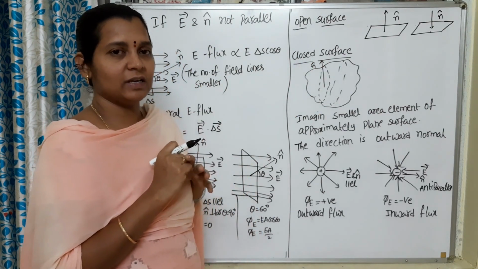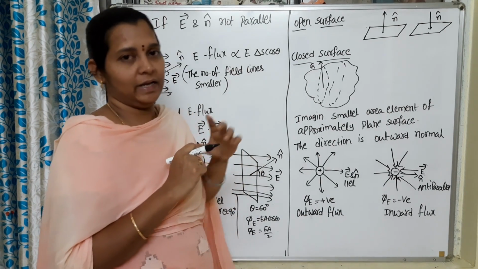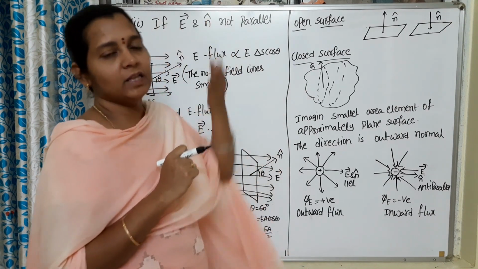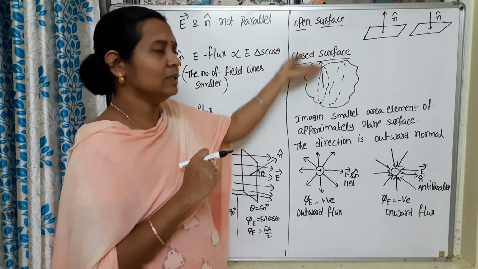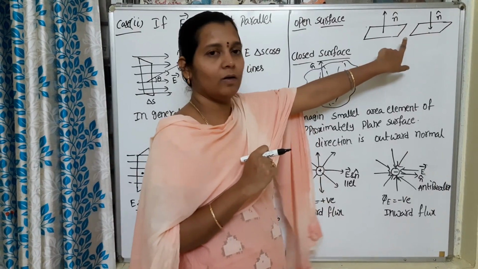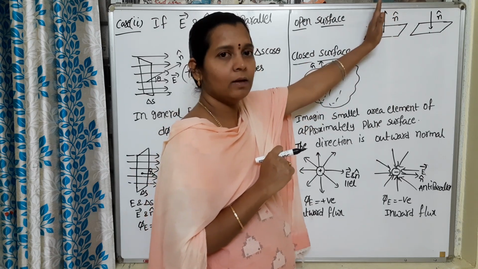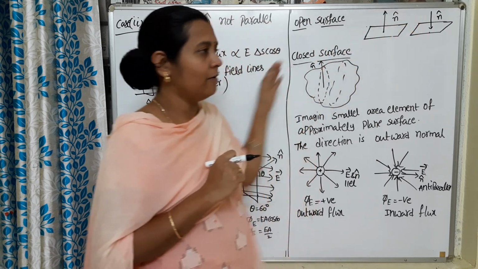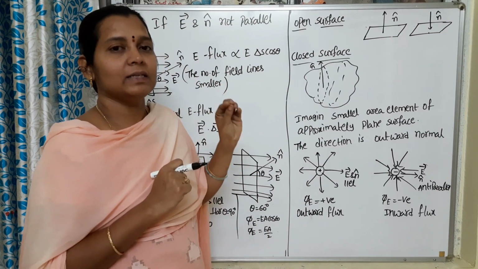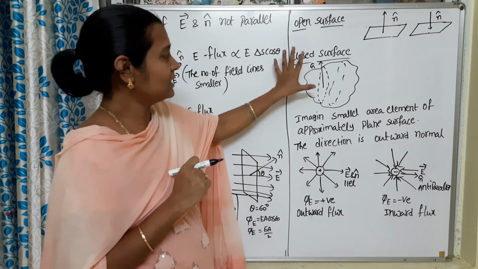Here the convention is that the normal for a closed surface is always outward. It is pointing outward from the surface. It's a convention followed. Whereas for a plane surface we have an ambiguity: can we consider the normal away from the surface or towards the surface? For the case of a closed surface, the direction of the normal is always outward.